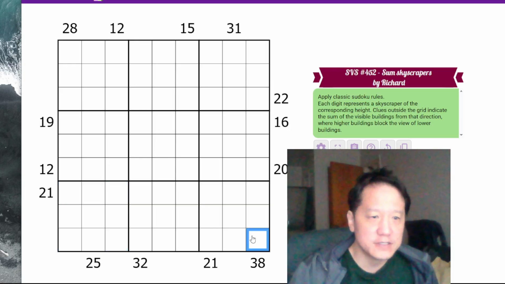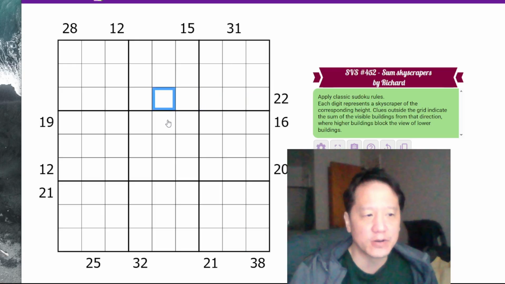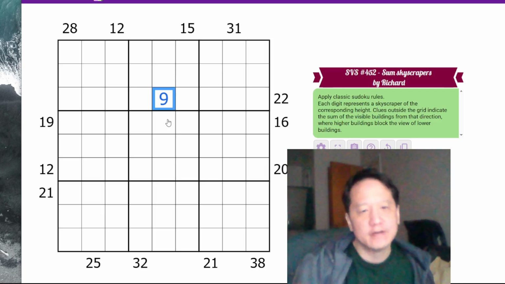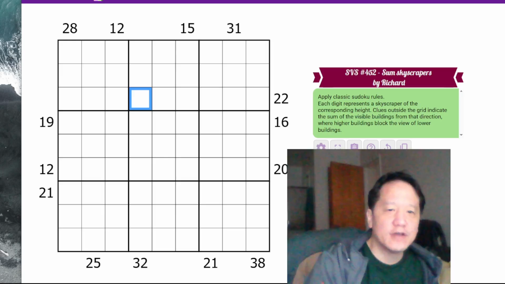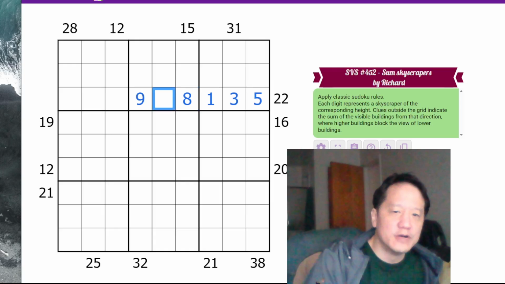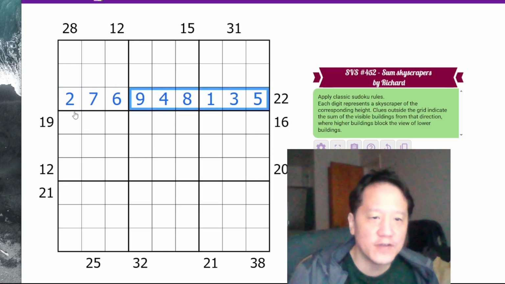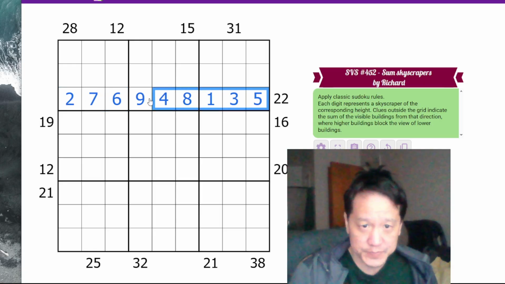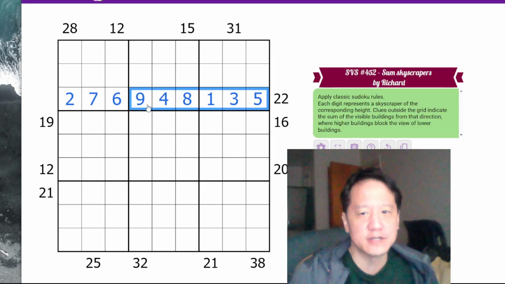So, what does that entail? Let's basically try to come up with an example here. Let's make it here, 9, 8, and 5, 3, 1, 4, 6, 7, 2. So this is an example of a row that we could have, and this would be a valid example for the skyscraper sums. Or the some skyscrapers.